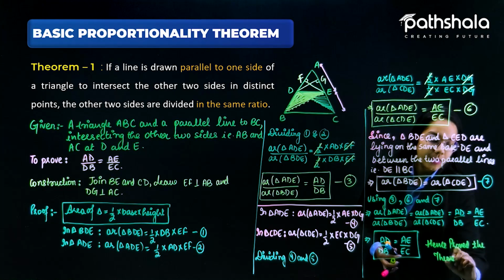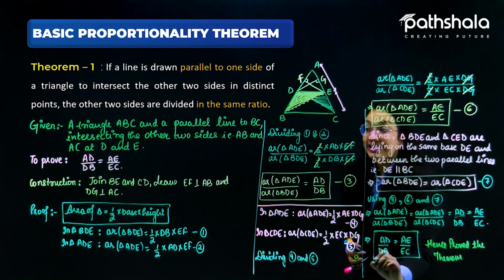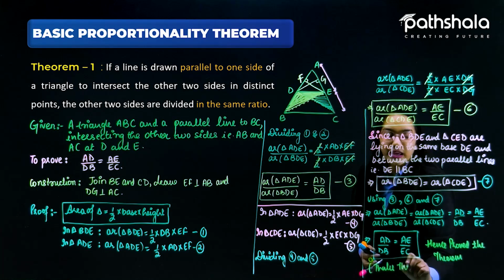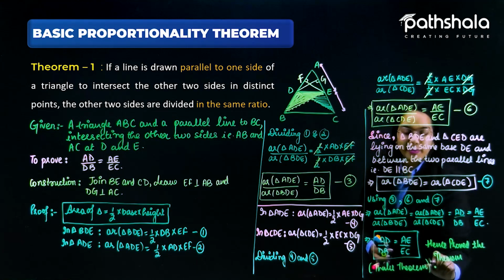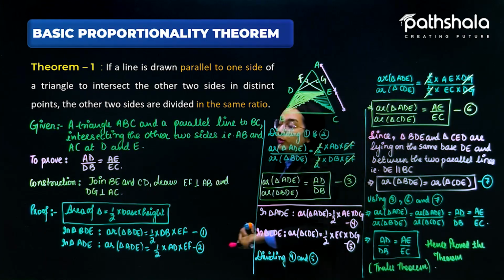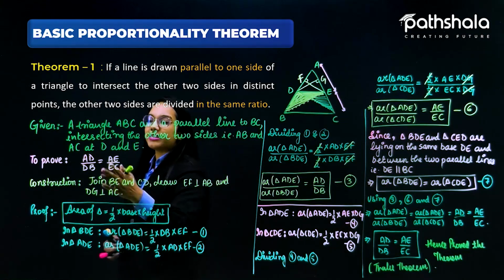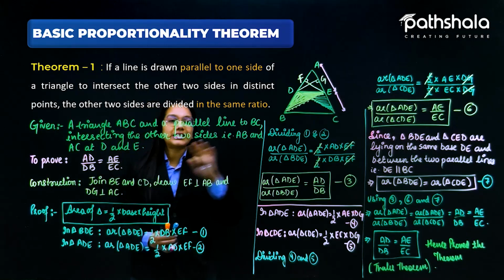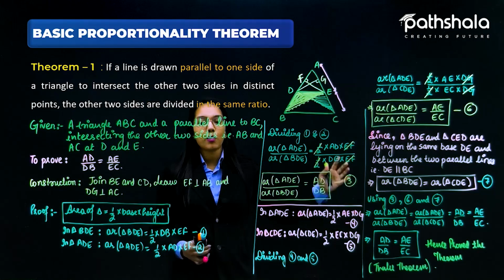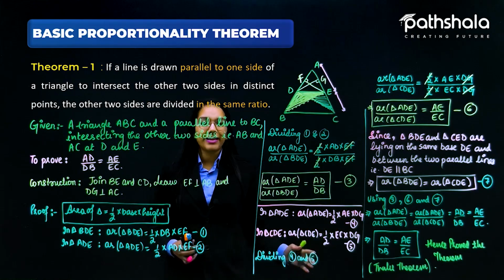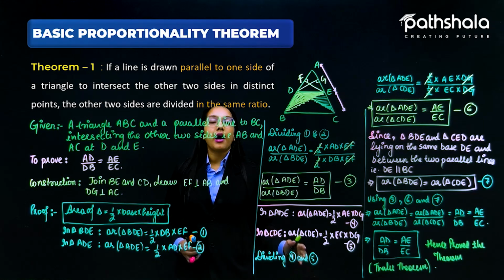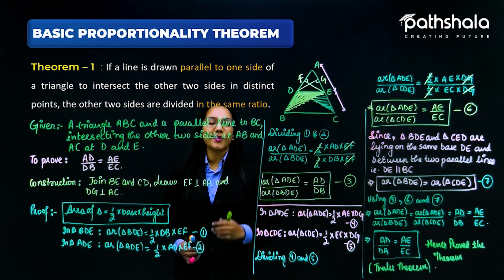Hence proved the theorem. And also remember, this is also called the Thales theorem. Let me write it over here, this is also called the Thales theorem or the proof for the basic proportionality theorem, in which we wanted to prove that AD by DB is equal to AE by EC. So this is the proof of theorem number 1, which is called the basic proportionality theorem. I hope all the steps related to the basic proportionality theorem are clear to you.